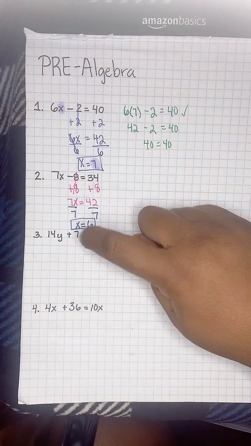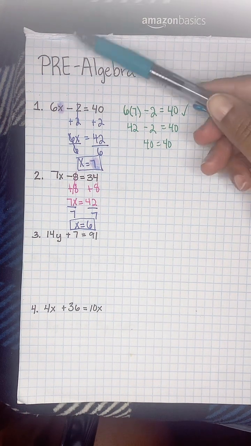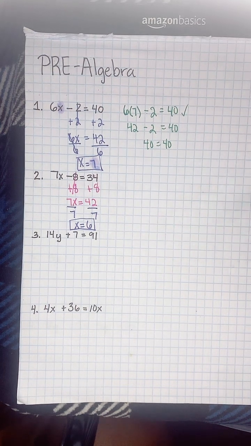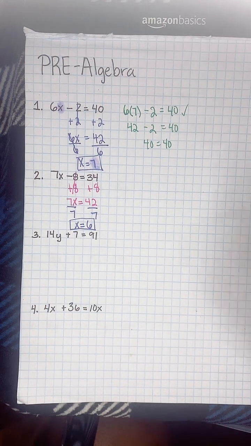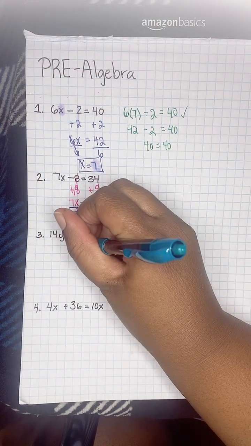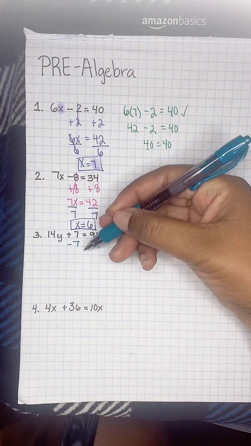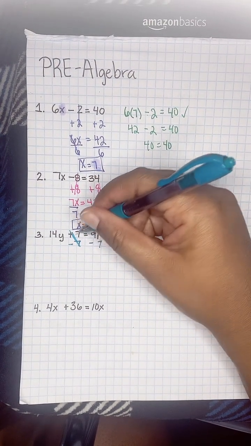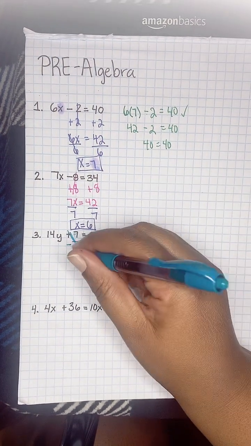So we have 14y plus 7 equals 91. Now, you guys should be able to see a pattern. Does everybody see how we're always moving the number that's not with the variable? Good. Minus 7. Perfect. So we get that from the one step. You would do one step equations before two step, okay? So you always move the number to the other side that doesn't have the variable attached to it.